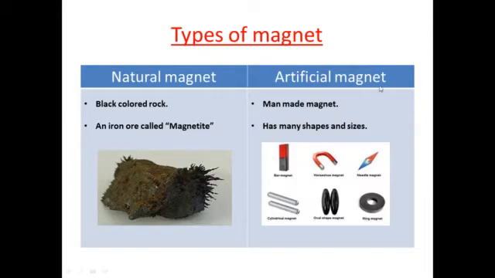And the second type is the artificial or man-made magnet. It has many shapes, like bar magnet, U-shaped magnet or horseshoe magnet, needle magnet, ring magnet, cylindrical magnet, oval shape magnet, and so on.